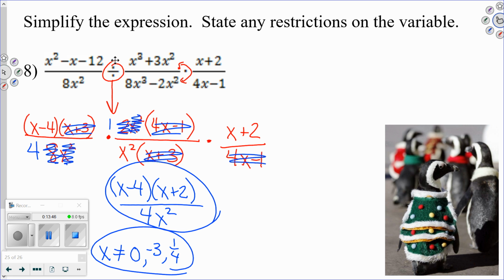I canceled this x squared with this one. You could have gone this one and this one if you want, but they always got to cancel in pairs. Anything else?